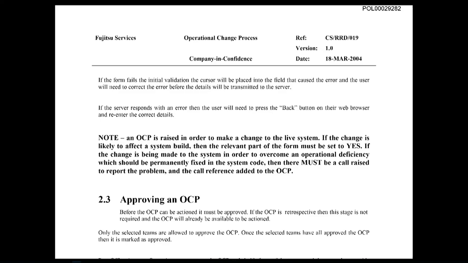At the end of this section on generating an OCP, it says, note, an OCP is raised in order to make a change to the live system. If the change is likely to affect a system build, then the relevant part of the form must be set to yes. If the change is being made to the system in order to overcome an operational deficiency, which should be permanently fixed in the system code, then there must be a call raised to report the problem and the call reference added to the OCP. Was there any monitoring in place at Fujitsu to ensure that those who had power to access the live system acted in accordance with this policy?